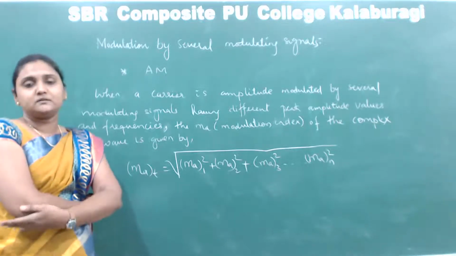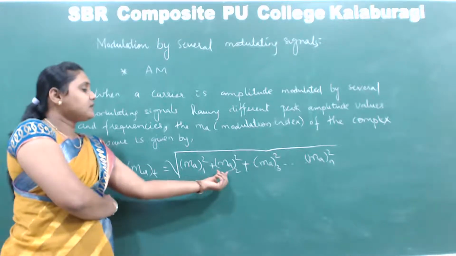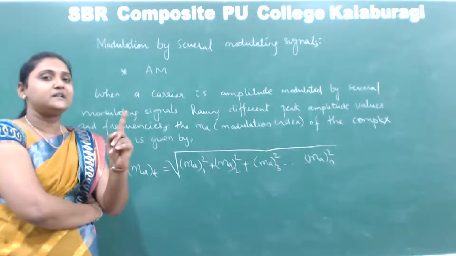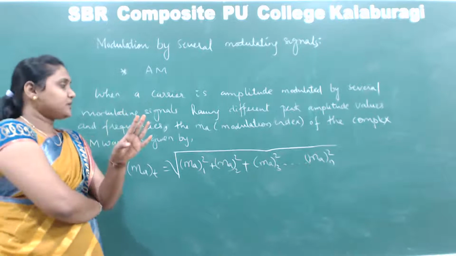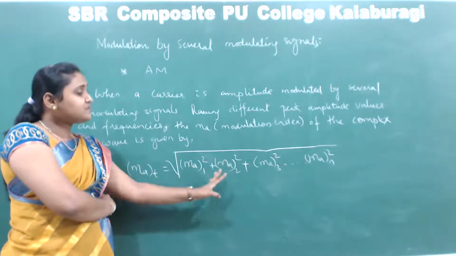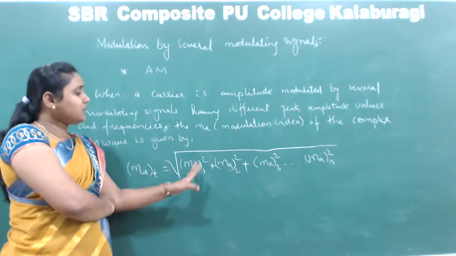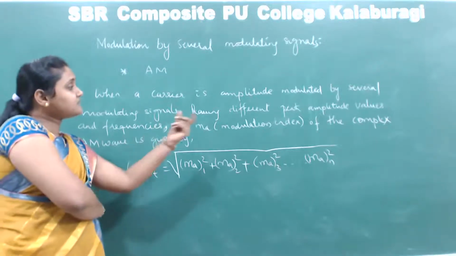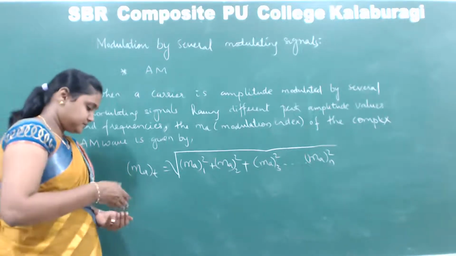Where the individual MA is Vm by Vc, where Vc is common for all the terms, but Vm definitely changes. Vm for all the signals changes. So that results in different MAs, and the sum of the squares of the different MAs, and the root of that total is the total MA. That means the modulation index of this complex AM wave. Okay, clear?